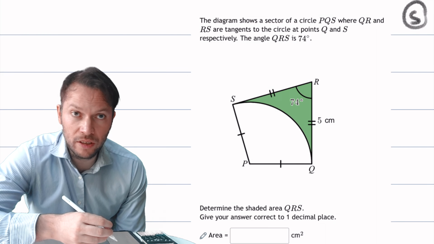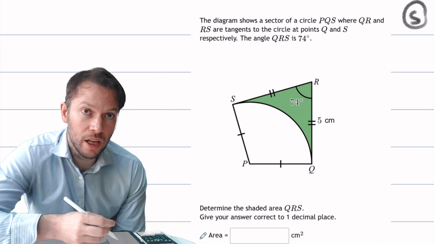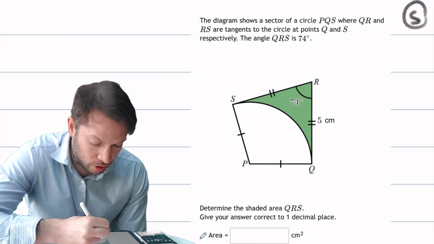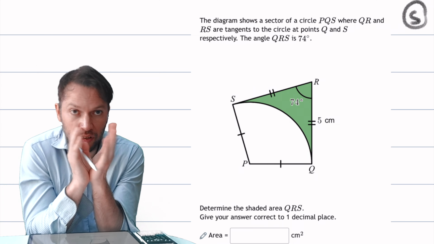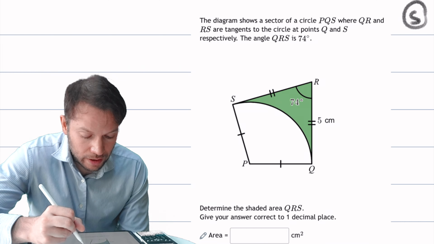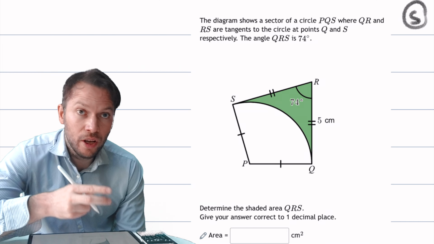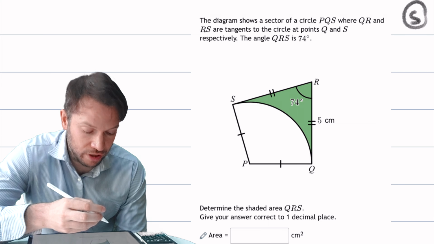Hi, in this video, we're going to find a sort of complicated area using trigonometry where we've got a sector of a circle involved. Remember, a sector of a circle is just like a pizza slice, a portion of a circle. Now, how are we going to deal with this kind of complicated area? We want a right angled triangle, so we can use trigonometry.